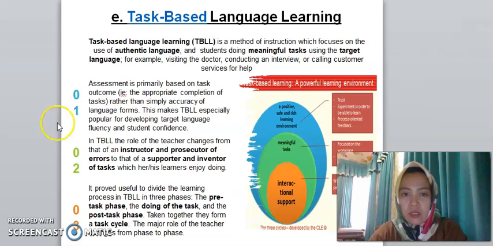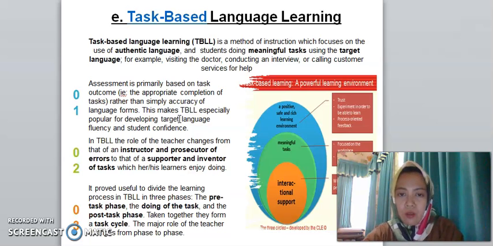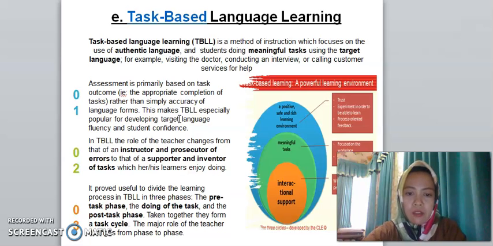And then the next is task-based language learning. Here the role of the teacher changes from the instructor and corrector of errors to the supporter and inventor of the task. So the teacher tries to find very interesting materials, so the students will enjoy doing the lessons. And there is a pre-task phase, doing of the task, and post-task phase. So that is a task cycle actually.